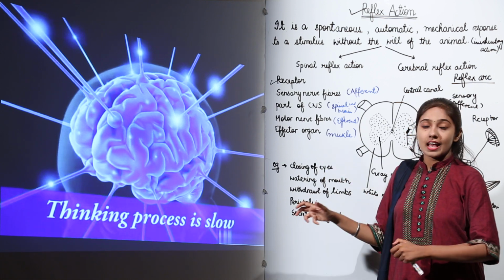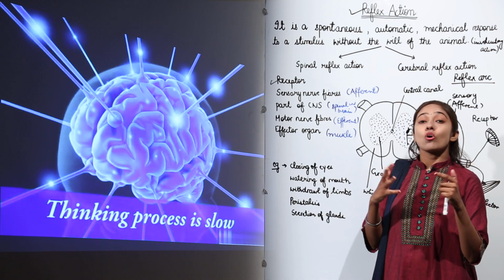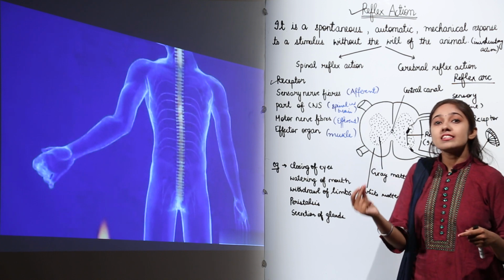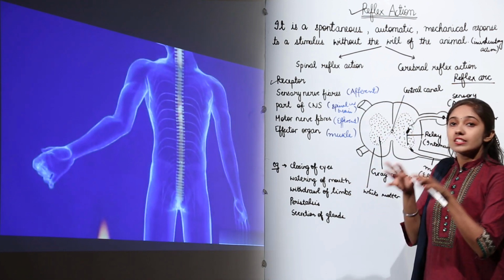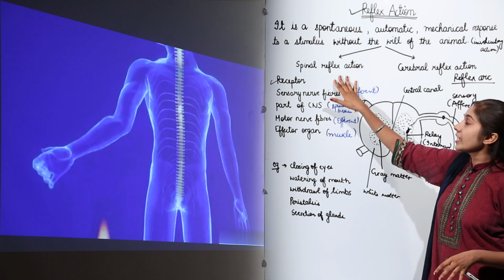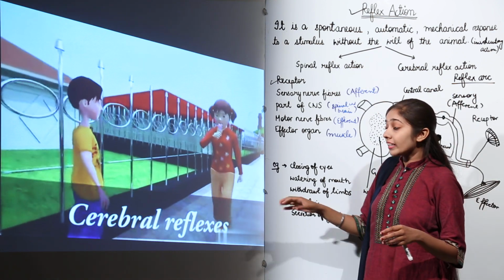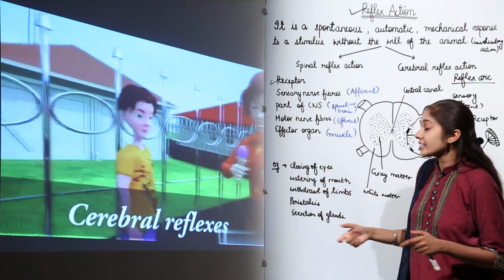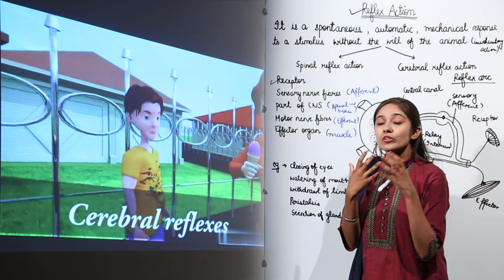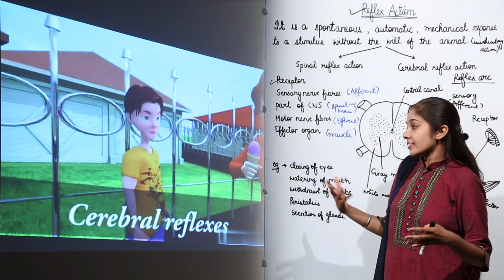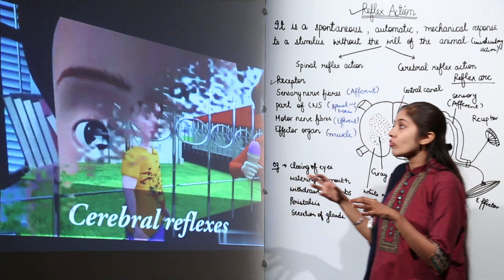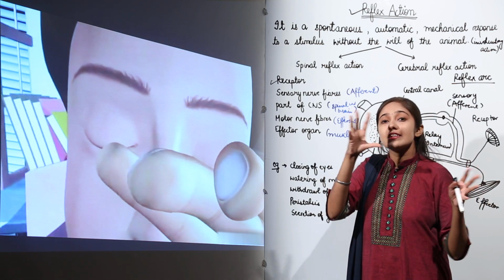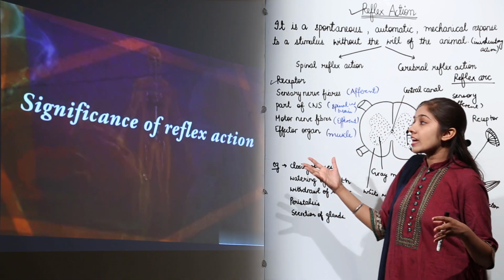So the thinking process, as you know, is slow in the case of the brain, but because of the spinal cord, we have this instant quick response to certain stimuli. So these reflex actions are reducing the burden on your brain. But there are some cerebral reflexes also, as I told you, that involve the brain, right? The salivation in your mouth, the watering of your mouth when you see some delicious food, is a cerebral reflex example, which involves your brain. Then the blinking of your eyes, or the size of the pupil, which increases and decreases in response to light, is also an example of a cerebral reflex.